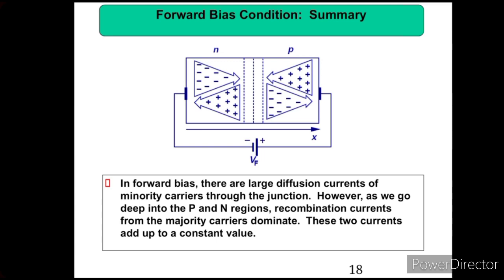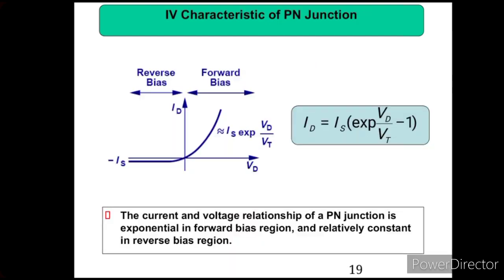Summary of the forward bias condition. In forward bias, there is a large diffusion current of minority carriers through the junction. However, as we go deep into the P and N regions, the recombination current from the minority carriers dominates. These two currents add up to a constant value.